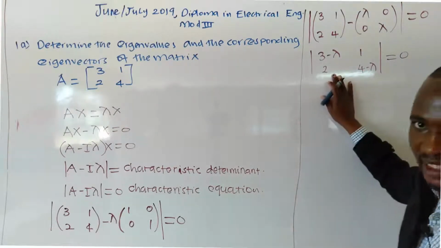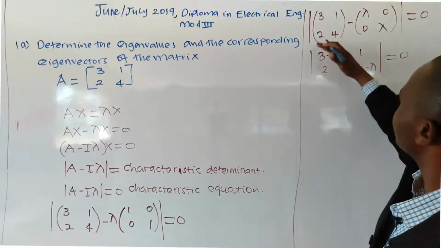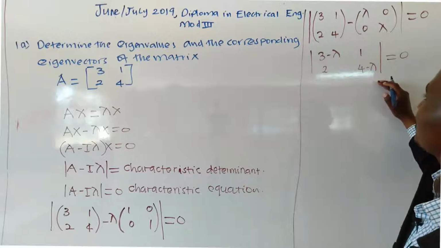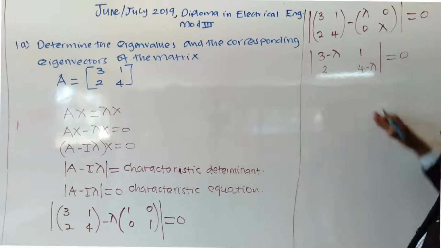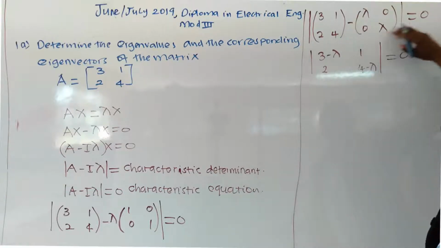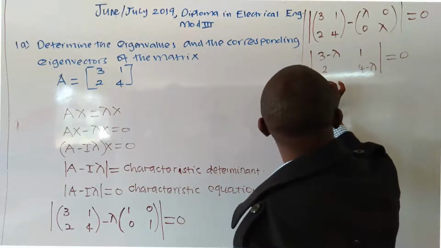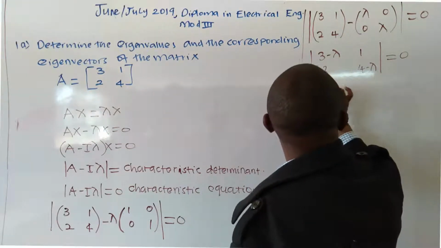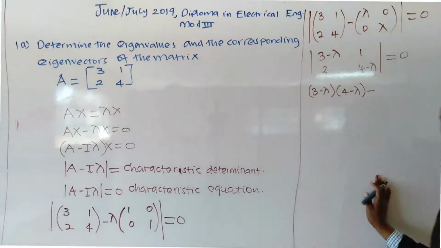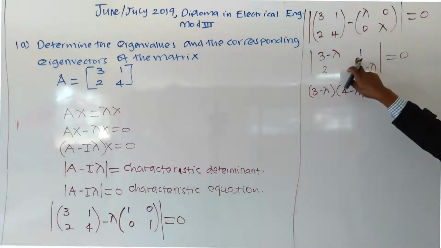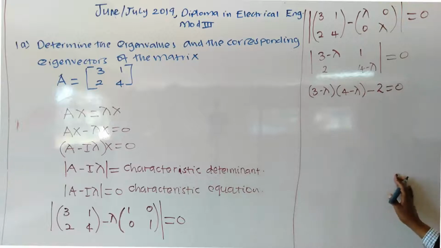You're finding the determinant. So how do we find the determinant of a 2 by 2 matrix? Multiply the elements in the leading diagonal and subtract the product of the elements in the minor diagonal. So this is the leading diagonal, this is the minor diagonal. So here we have (3 minus lambda) multiplied by (4 minus lambda), subtract 2 times 1, which is 2, and then you equate that to 0.